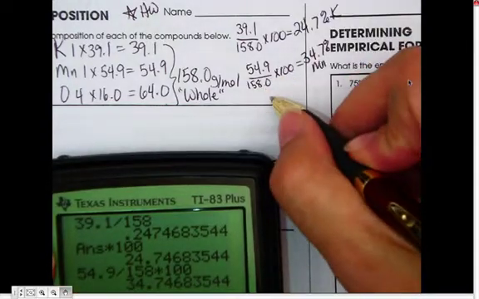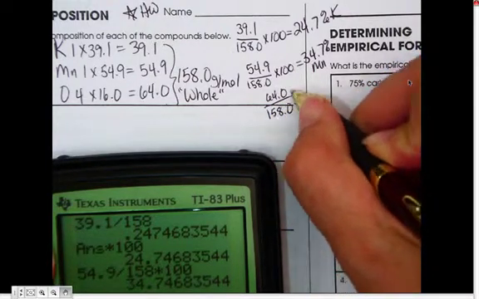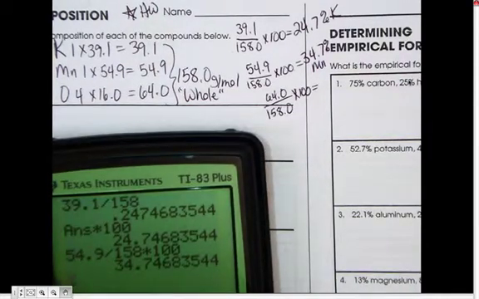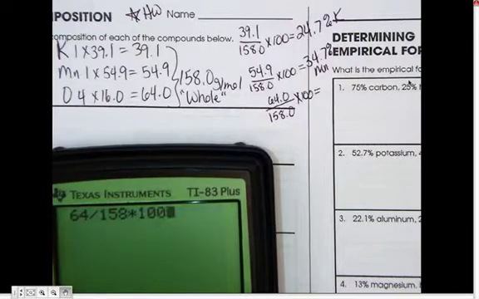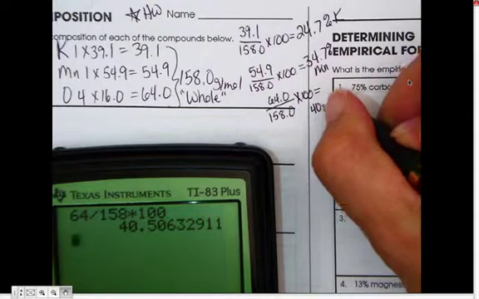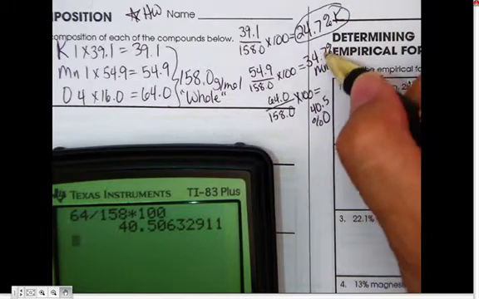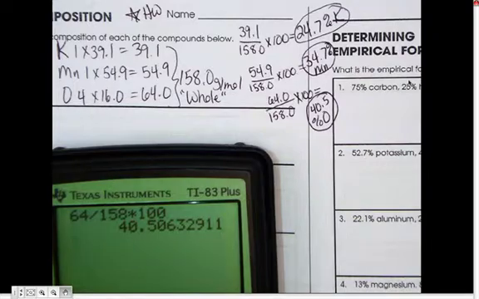And for the oxygen, 64 over 158 times 100, forty point five percent oxygen. So your answer would be all of these: 24.7% potassium, 34.7% manganese, 40.5% oxygen. Shall we try the next one?